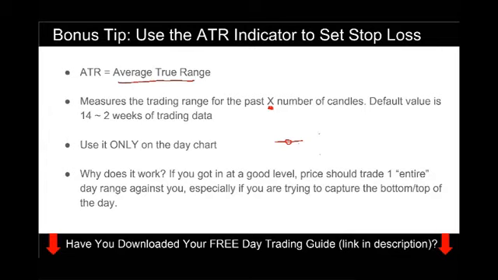So let's say the ATR, let me just draw it here. ATR is 30 pips for the day. Let's say that for the past 14 days, the daily movement of euro dollar is 30 pips. So if you enter at this level over here, then price shouldn't drop more than 30 pips, because if you enter at a good level, then price shouldn't trade the entire trading range against you. So this is a very good way for you to set your stop loss.